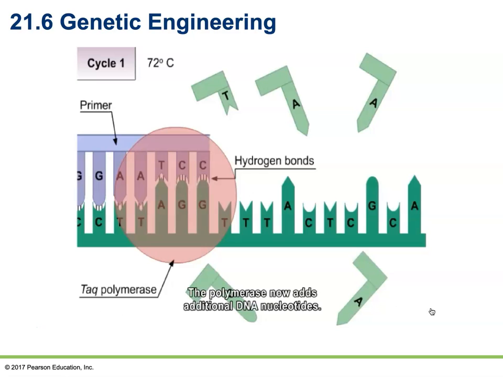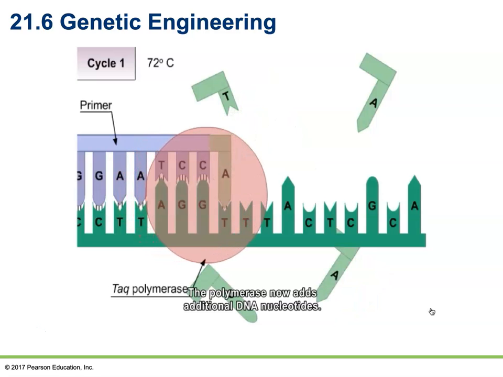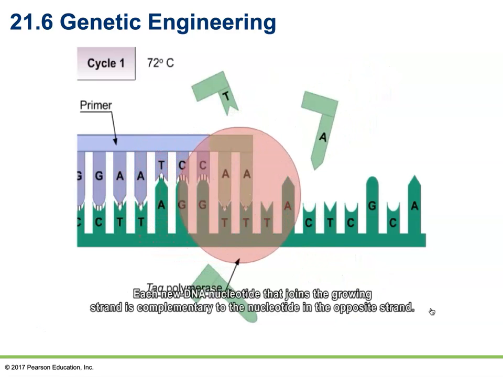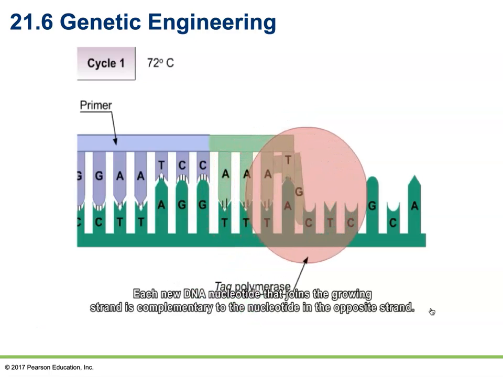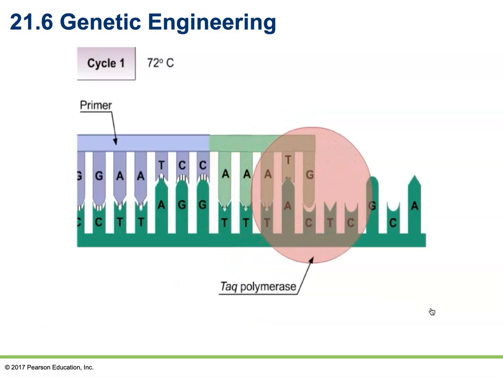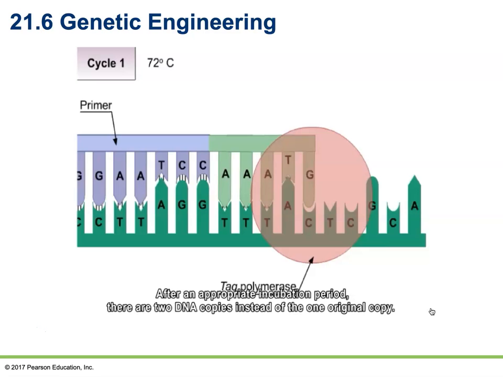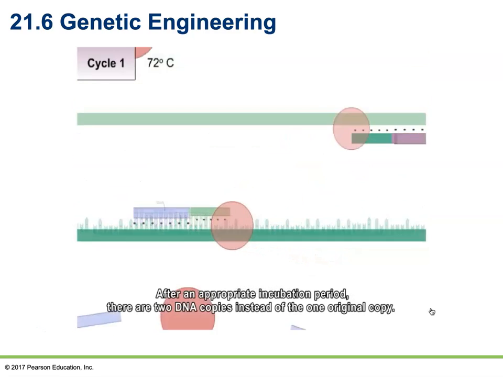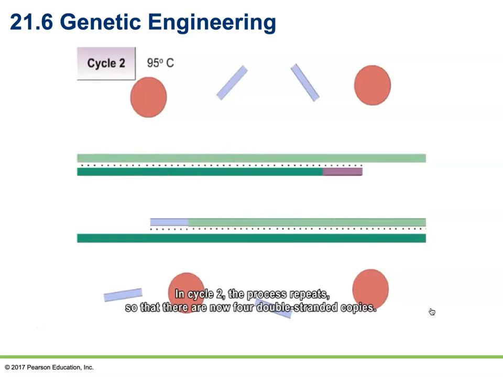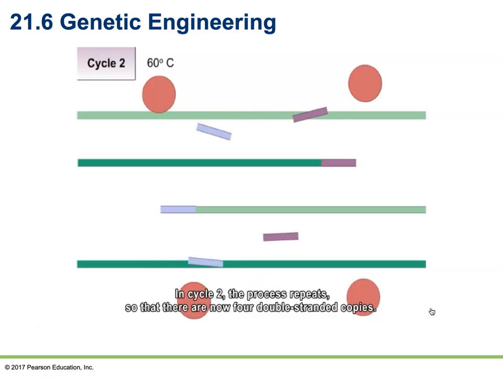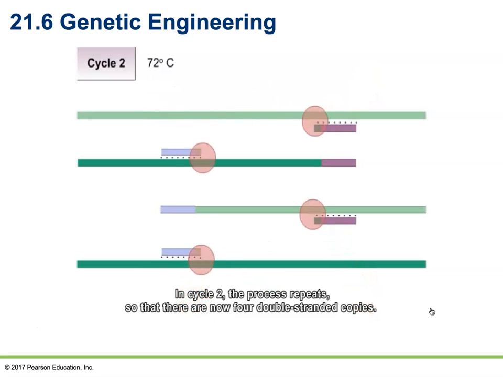The polymerase now adds additional DNA nucleotides. Each new DNA nucleotide that joins the growing strand is complementary to the nucleotide in the opposite strand. After an appropriate incubation period, there are 2 DNA copies instead of the 1 original copy. In cycle 2, the process repeats, so that there are now 4 double-stranded copies.